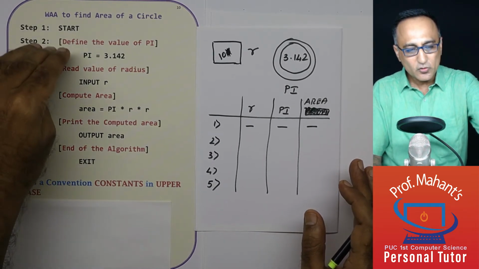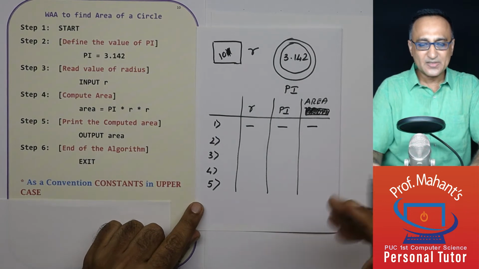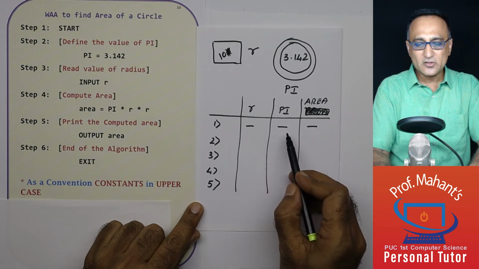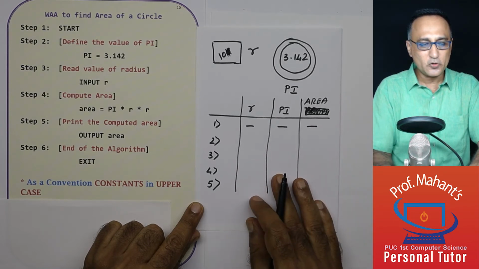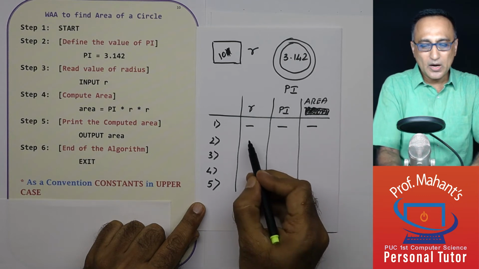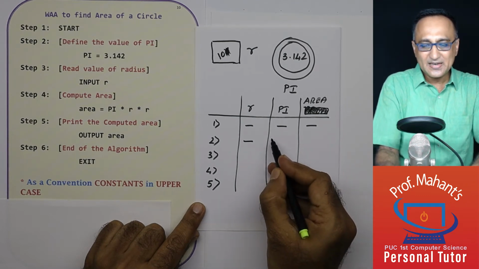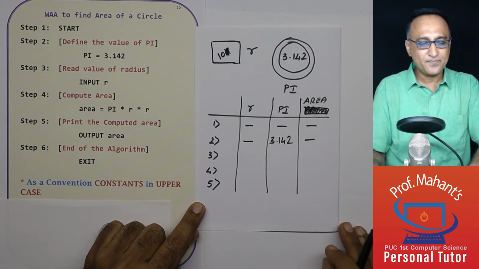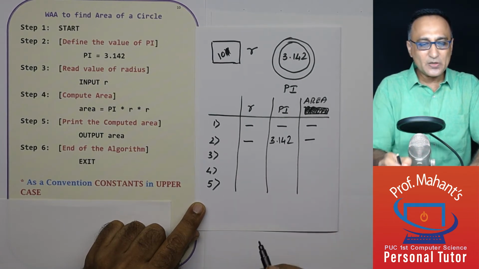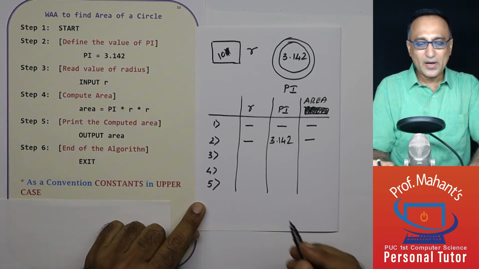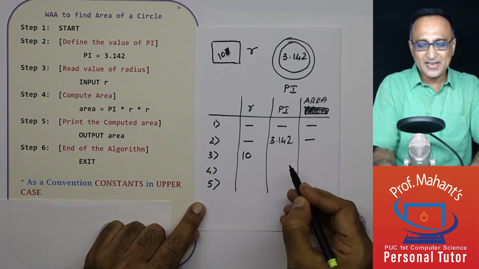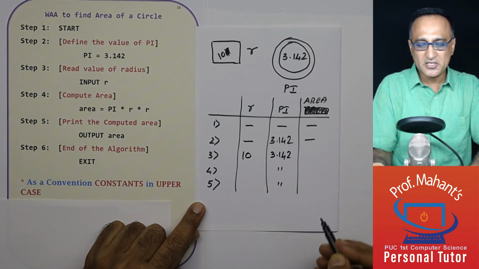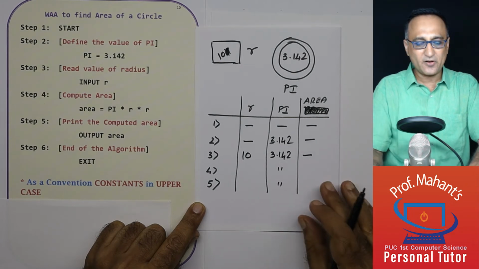So let's run through this algorithm step by step. Step number 1 start. R is not yet in the picture. Pi is also not yet in the picture. Area is also not yet in the picture. Step number 2, R is not in the picture. Pi is 3.142. Area is still not there. Step number 3, I am reading the value of R, or the value of radius. Let us say it is 10 units. This fellow is always going to be 3.142. Okay, he's not going to change at all. Area is still not calculated.